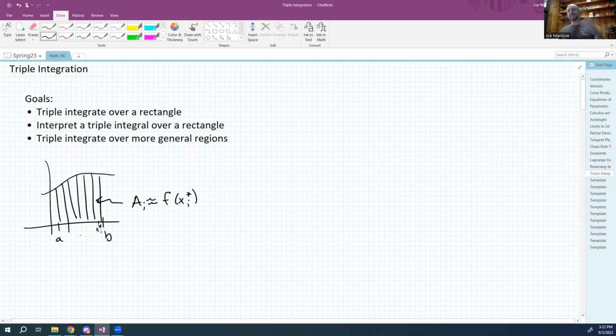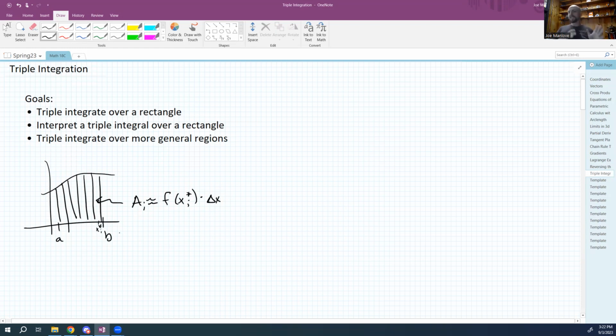Could be the left hand side, could be the right hand side, could be the midpoint, could be some other point, right? Anyway, I pick a point in the bottom, and then I say, okay, the height above that point is the function value at that point, and then I multiply by something like delta x, right? And then I add all these up. That'd give me the total area under the curve, right?